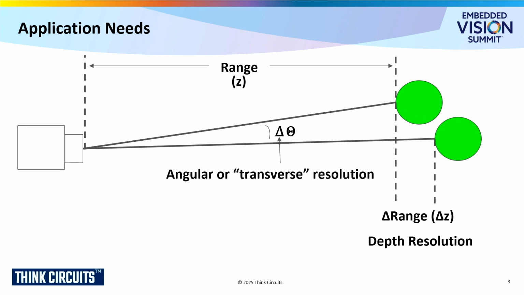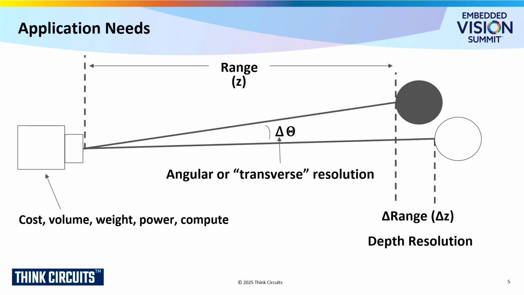And then we have your transverse or angular resolution. So in the direction perpendicular to the range axis, how close can two objects be before you can't tell them apart? You also want to think about the reflectance of these objects if you're using light to detect them. What is the darkest object you might have versus the brightest object you might have in your application?